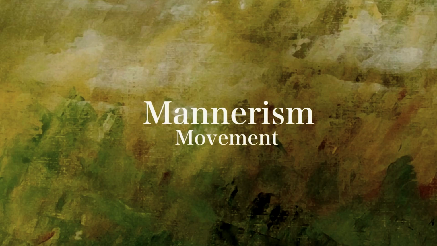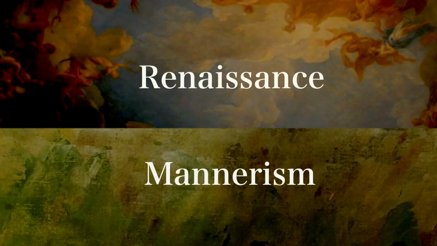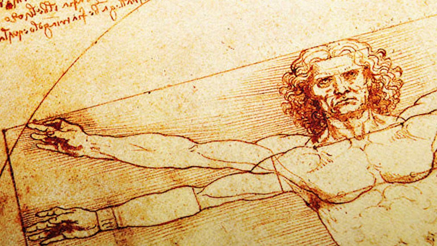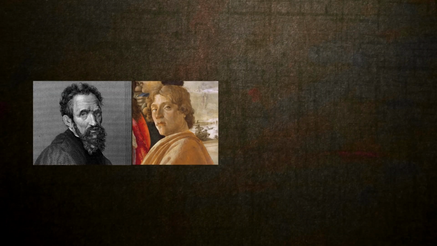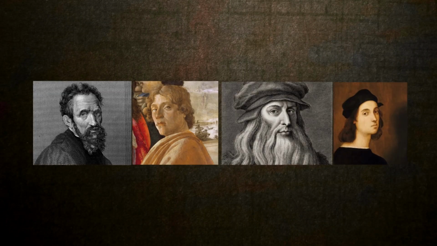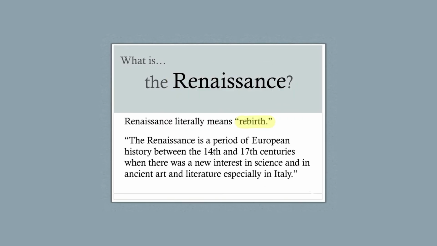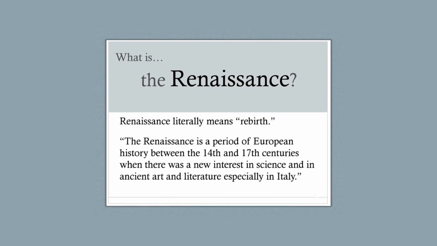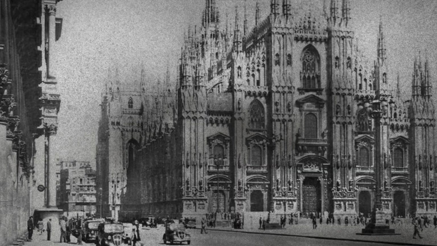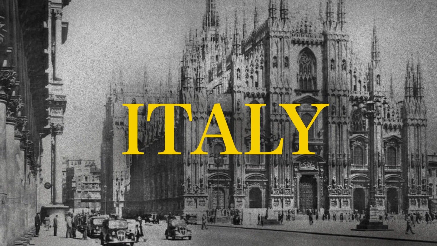Do you know what Renaissance and Mannerism are? Well, the Renaissance Mannerism era is possibly one of the most well-known, featuring artists like Michelangelo, Botticelli, Leonardo da Vinci and Raphael. The word Renaissance is a French word that means rebirth. Rebirth is a new beginning, and a new beginning it was. It took place in Italy.